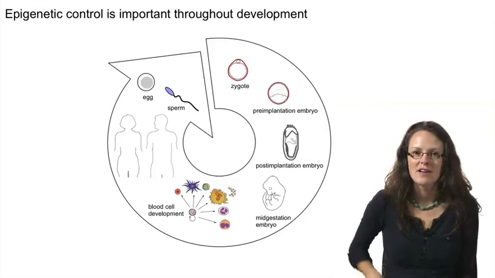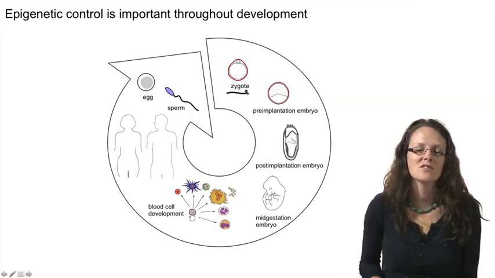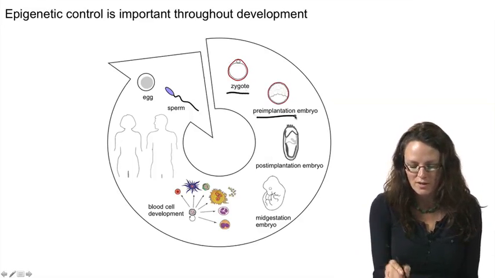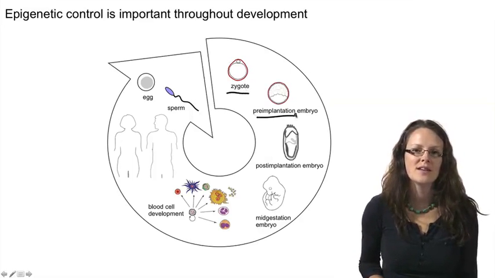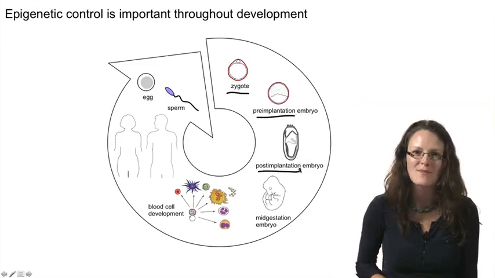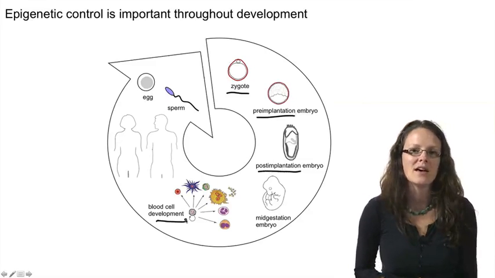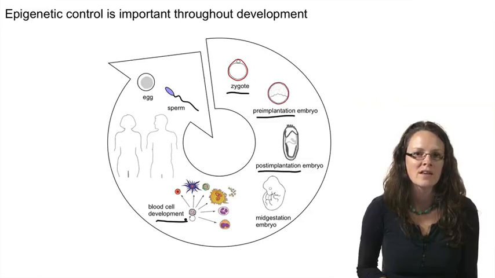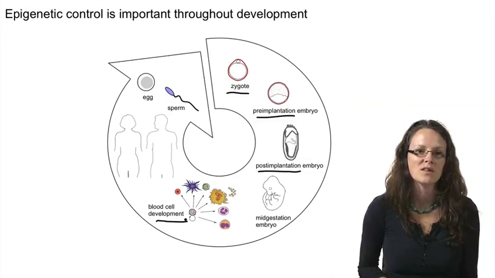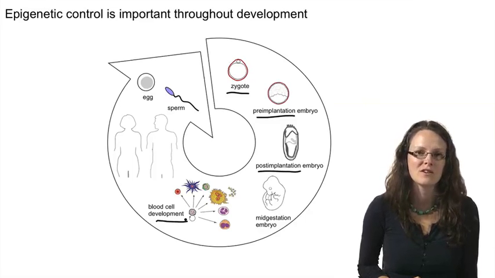So here I'm showing you in this diagram that epigenetic control is important throughout development, from the single cell fertilized egg, otherwise known as the zygote, through pre-implantation development. So this is before the embryo has actually implanted into the uterus to make a placenta. Post-implantation development, this strange looking embryo here, through mid-gestation development, the development of many different cell types in the adult, for example here shown in the blood cell system, and even through to the generation of the sperm and the eggs. Particular epigenetic marks are very important in this case because these highly specialized structures, the sperm and the egg, require a unique set of epigenetic marks to be able to allow their particular functions.